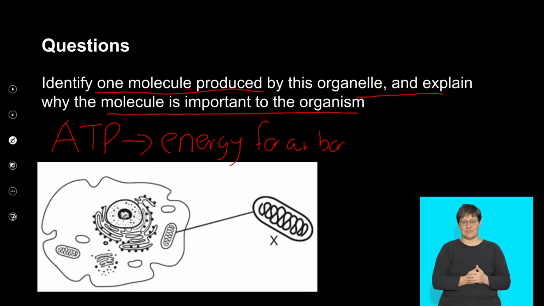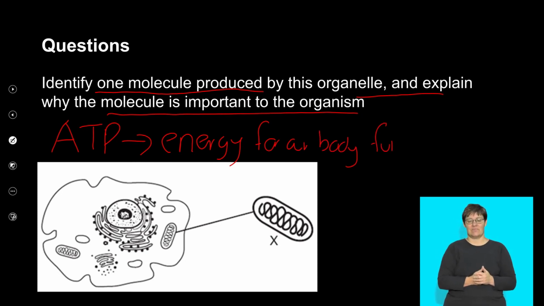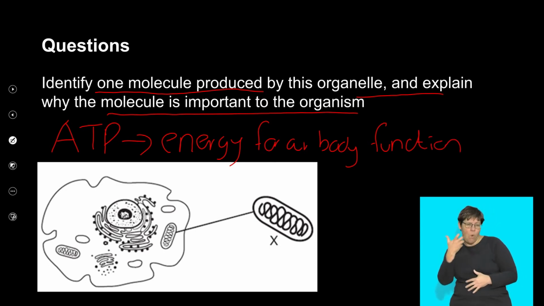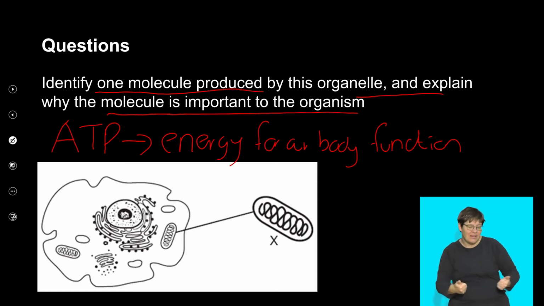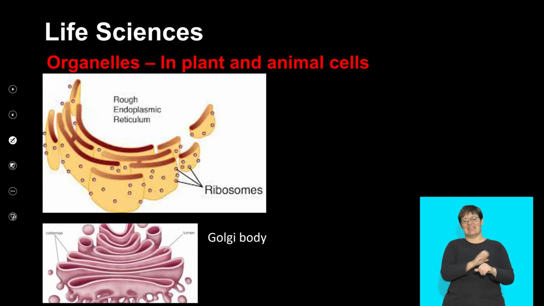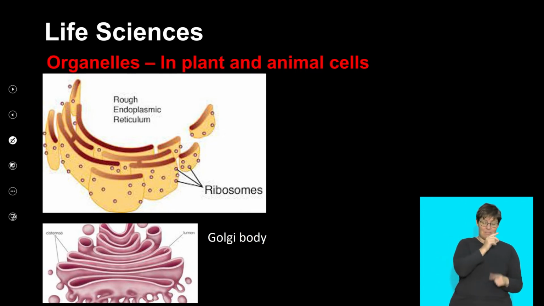So guys, all things in our body, anytime our body does anything, to keep warm, to move, when we think, when we grow, when our cells heal, we need energy in order to be able to do that. Then we're looking at the next organelles. Same as the mitochondria, we find these in both a plant and an animal cell.